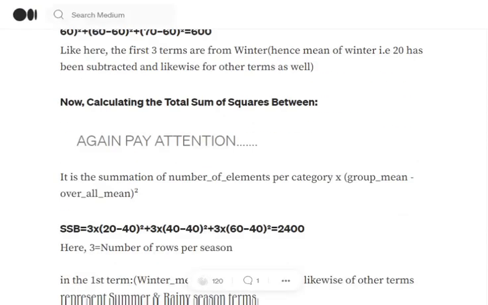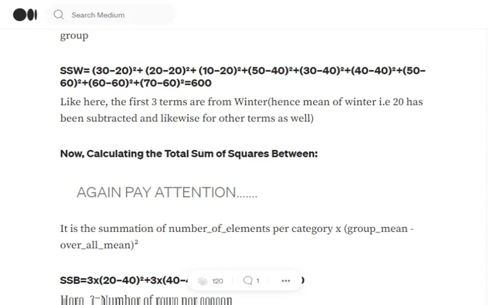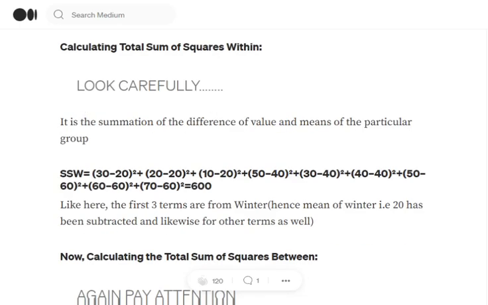So here what we are doing is that we're subtracting the mean of winter from all the winter values that we have got, that is 30 minus 20, 20 minus 20, 10 minus 20, and taking a whole square. Similarly, for summer also we are taking the possible values and subtracting the mean, taking a whole square. And similarly for rainy. So thus the total sum of squares within, that is SSW, becomes 600.